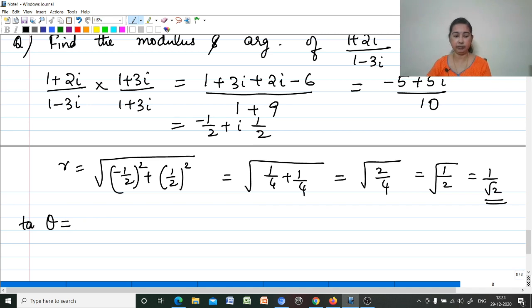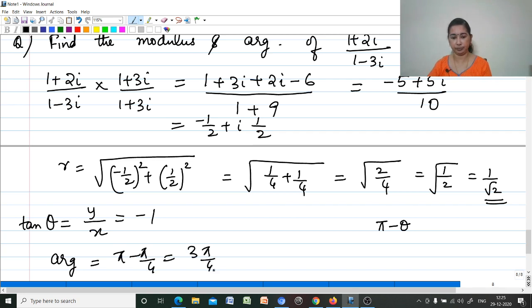Now we can find theta. For that we have to find tan theta. Tan theta is y by x. Y is 1 by 2 and x is minus 1 by 2, so we are getting minus 1. And we have to check in which quadrant it is. It is coming in the second quadrant. As we have already discussed, in the second quadrant we take the angle as pi minus theta, and tan theta is 1 for theta equal to pi by 4. So argument is equal to pi minus pi by 4, which is 3 pi by 4. So this is modulus and argument.